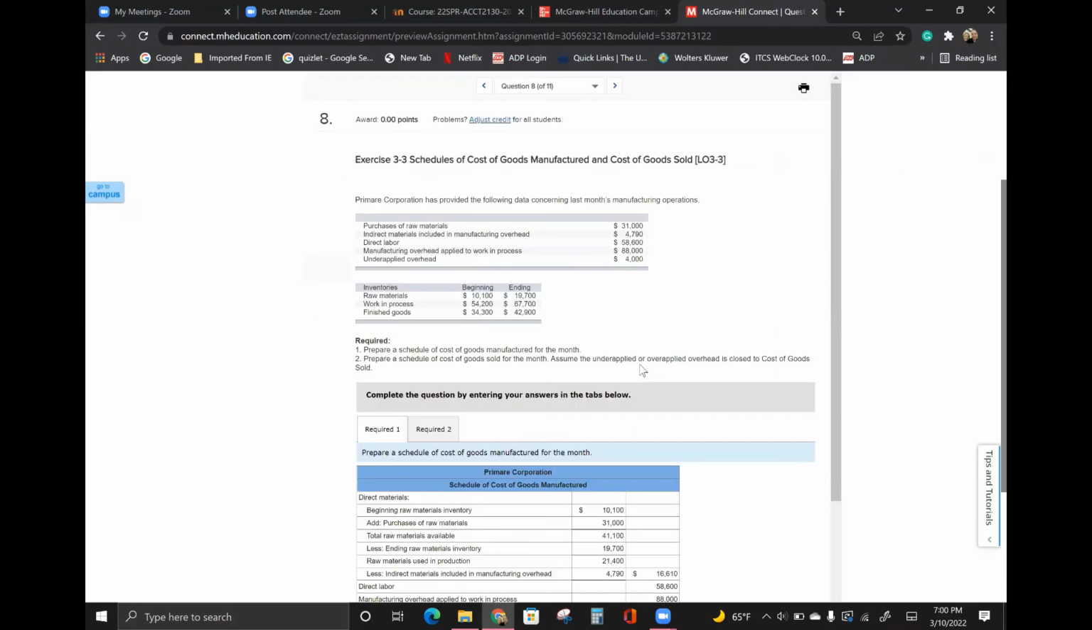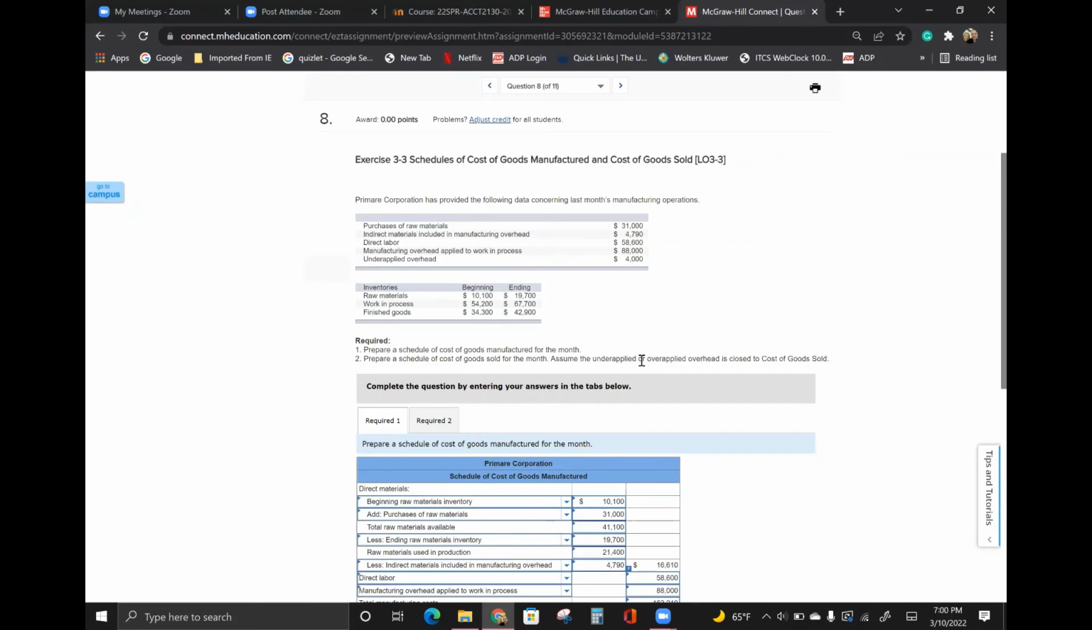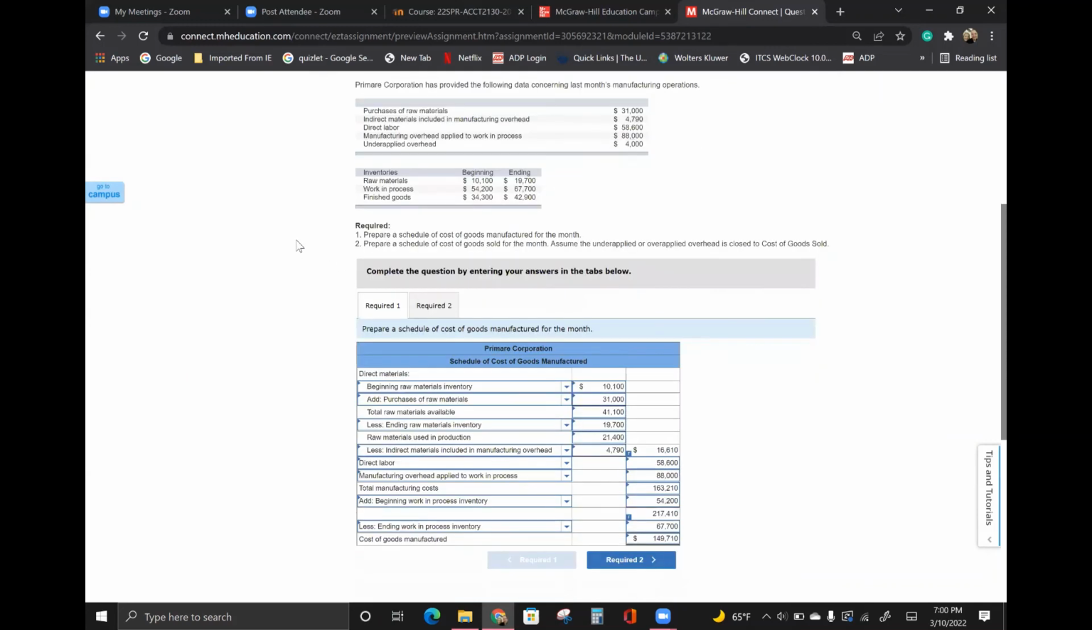And then number 8, so we have the cost of goods manufactured and the cost of goods sold. So we'll have all of the information you need for the production. So you have your raw materials, your indirect materials, direct labor. It gives you your inventories because you may have to calculate using that formula that we did on that slide that tells you how to calculate the beginning plus the purchases, and then less what you have left to come up with cost of goods manufactured or cost of goods sold. And then you're just basically filling out your schedule.